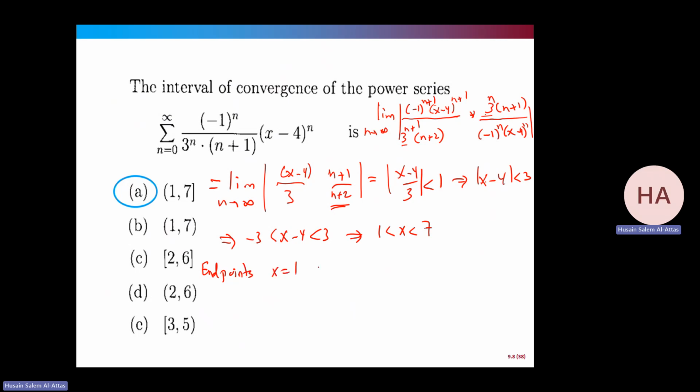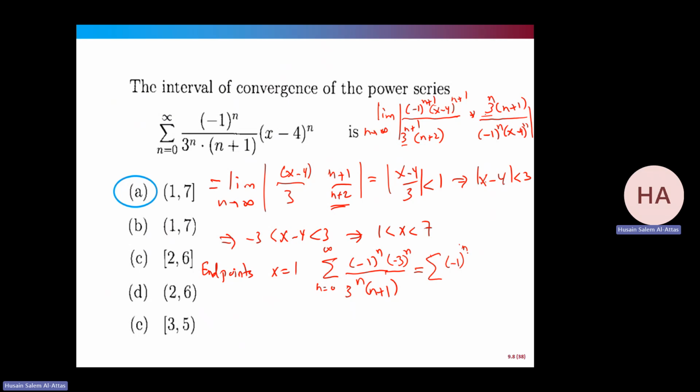What will you get? You will get the series minus 1 to the power n over 3 to the power n. Okay, I have here n plus 1. 1 minus 4 is minus 3 to the power n. So this will be the series with n equals 0 to infinity. I will not write it again, it's clear. n equals 0 to infinity, minus 1 to the power n.